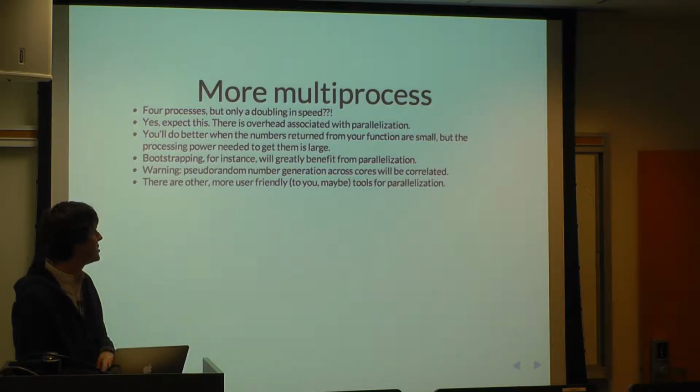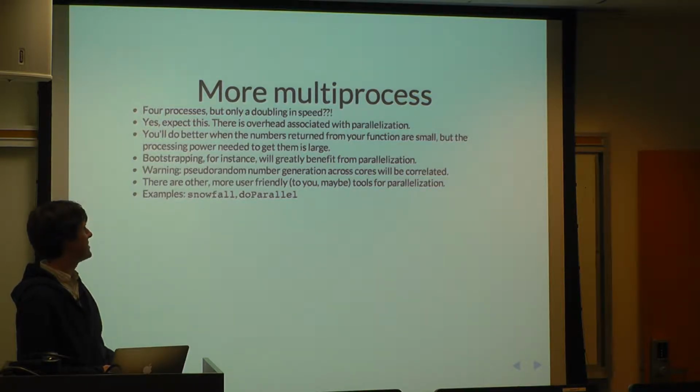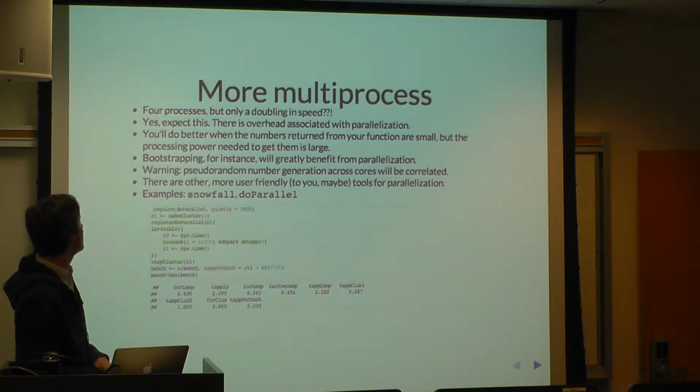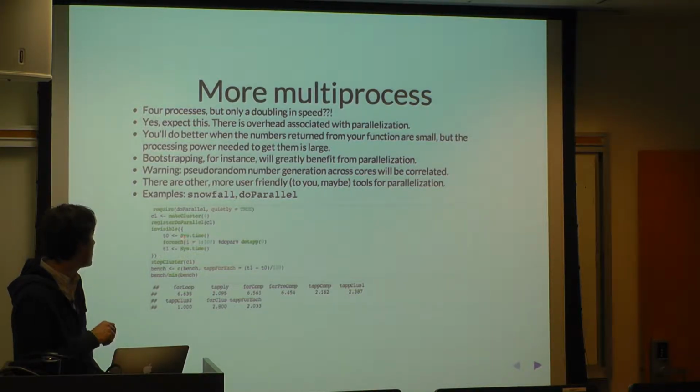Okay, and then there's some other ways to do parallelization, as we mentioned with foreach. There's snowfall. I was looking at snowfall, and it doesn't seem like it's much easier than just using snow. I don't really know. Then there's doParallel. This gives you the foreach stuff. So here's the way you could do some parallelism with foreach.